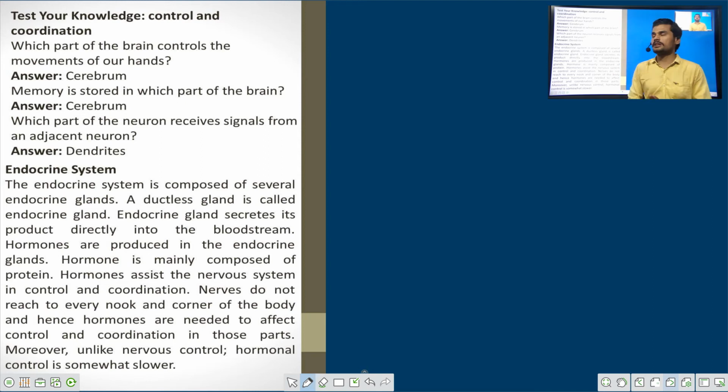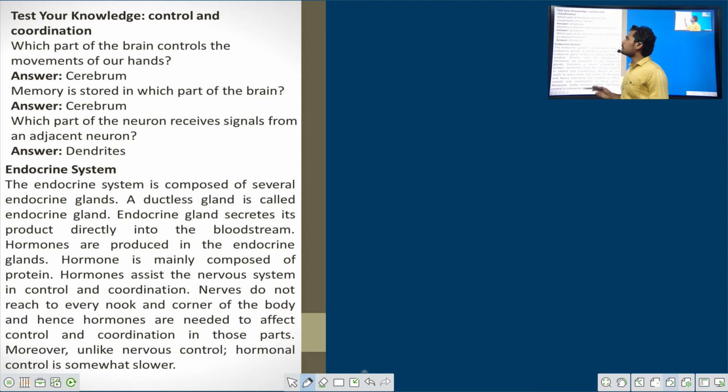Now let me put some multiple choice questions. How can it be presented in your exams? Which part of the brain controls the movement of our hands? That is cerebellum. Just now I showed you. Memory is stored in which part of the brain? Cerebellum, because it activates only a single activity at a time. Which part of a neuron receives signals from an adjacent neuron? Dendrites.